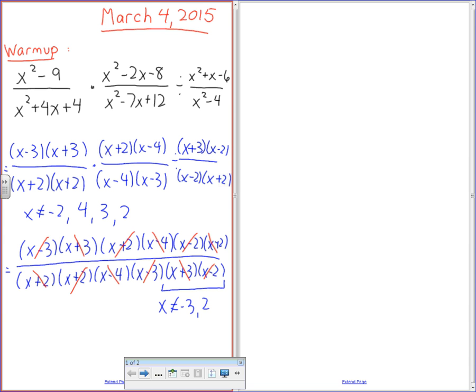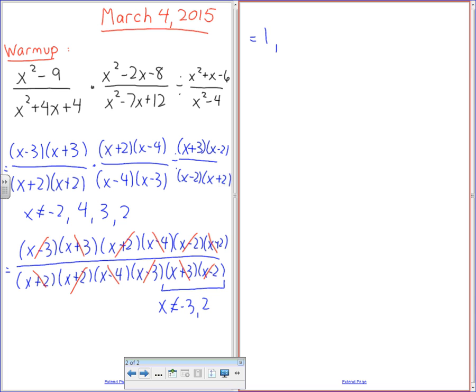What does that equal? There will be one of you, let's call him Austin, that will tell me that equals 0. Okay, it does not equal 0 on your test. This is going to equal 1, and x cannot equal negative 2, 4, 3, 2, and negative 3. That is a cool question. There will be something like that on your test, the triple thing.